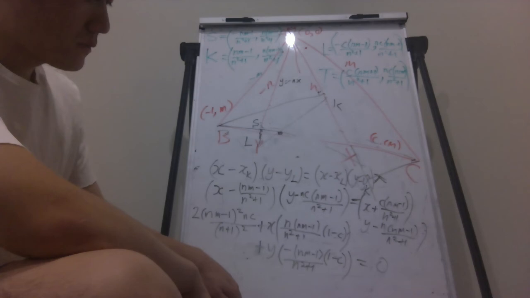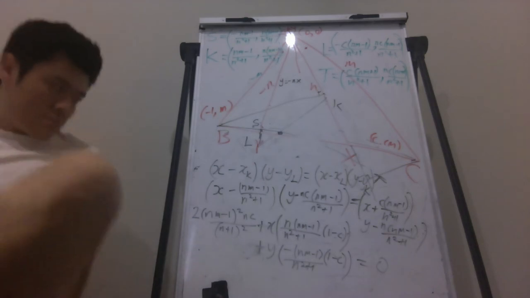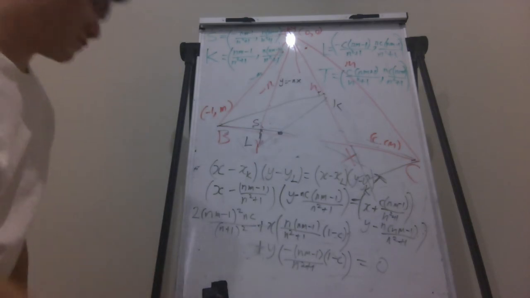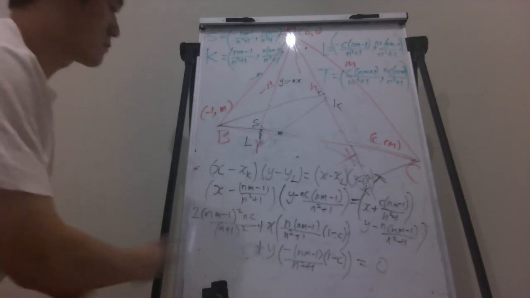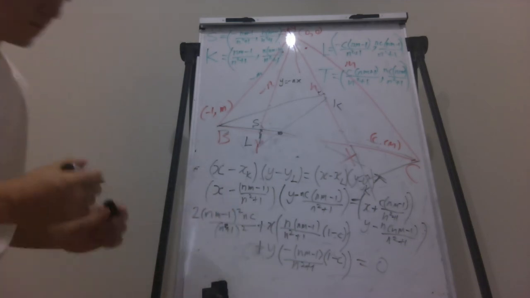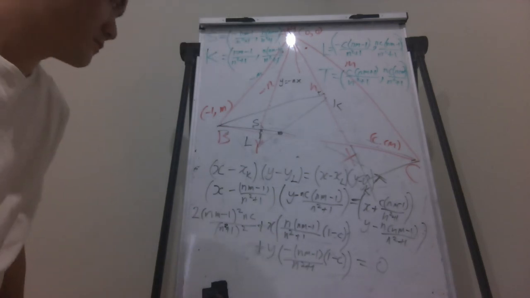Wait, for 2 times nm minus 1 squared times nc over n squared, n plus 1 squared, shouldn't the denominator be n squared plus 1, not n plus 1 squared? No, it's n squared plus 1 squared, you're right.